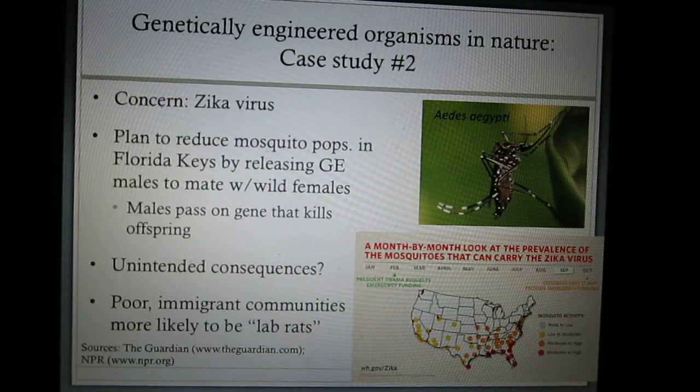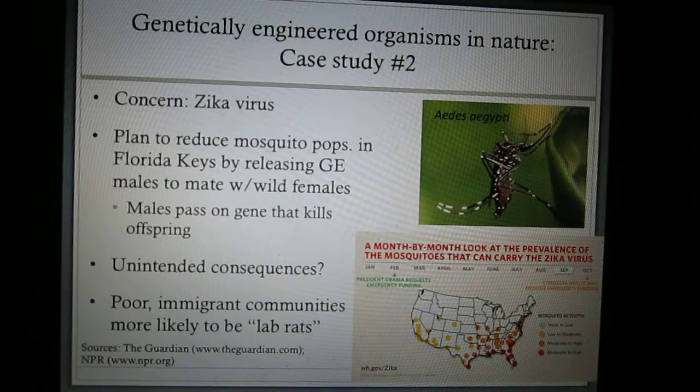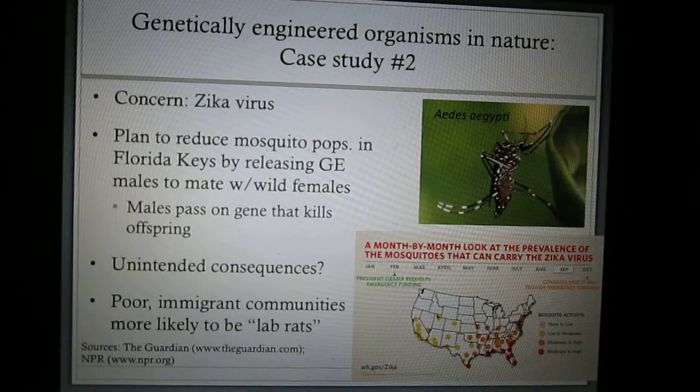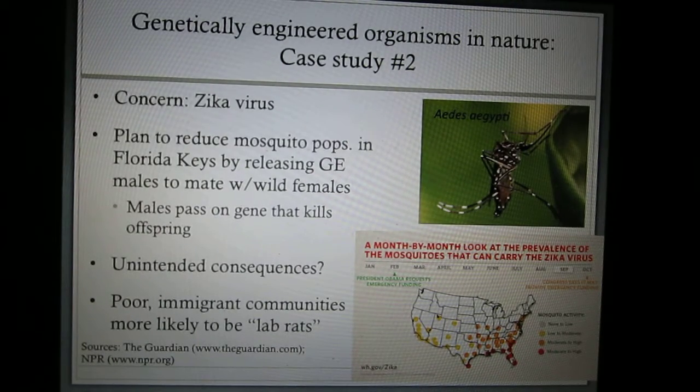Also, what about predators of these mosquitoes? What if a native bat eats these mosquitoes? Could there be consequences for the bats? And what I think is perhaps the biggest and most realistic concern is that if we lower the population of this type of mosquito, that niche is just going to get filled by another organism, such as the Asian tiger mosquito. And the Asian tiger mosquito carries dengue, which is also a very dangerous disease.